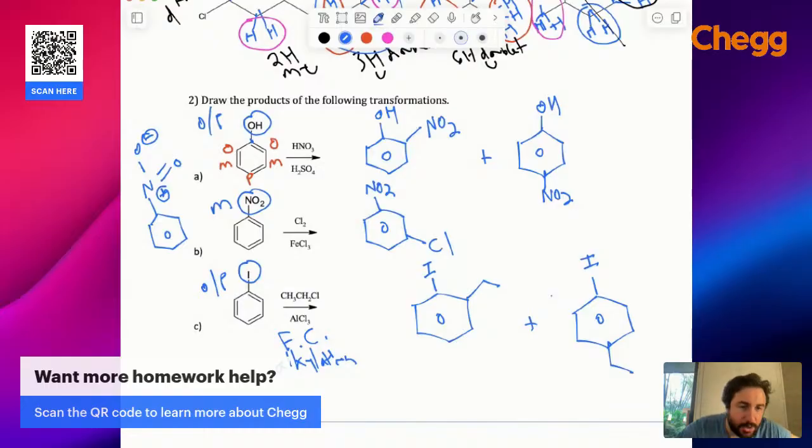Jofi says, how do I know whether it's ortho or para? So with ortho-para directors, you will get a mixture of ortho and para substitution. Once again, there are reasons why one might dominate over the other. For example, if the directing group is a very large alkyl fragment, you might get almost exclusively para substitution. But just get used to the fact that in organic chemistry, a lot of the time you have a mixture of products. That's just how it goes.